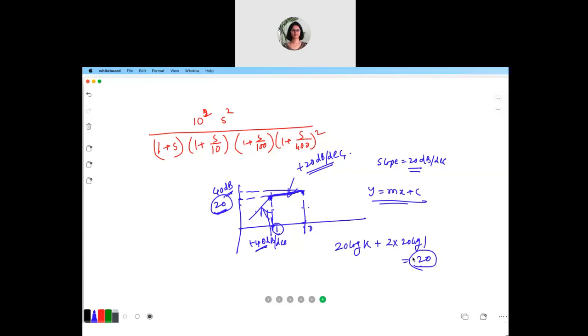Okay. So when you are using the first equation, 20 log K plus or minus n times 20 log omega 1, the magnitude substitution should always be with the starting slope and not with any other slope. Okay, so from here we'll be able to get this K value. So that's about the derivation of the transfer function when you know the Bode magnitude plot.